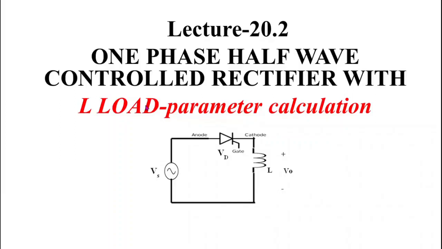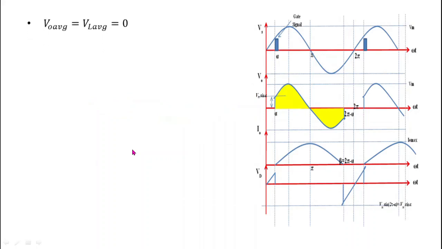This is the second part of lecture number 20, and in this lecture we will study parameter calculation for a single-phase half wave controlled rectifier with an RL load. So first, the average output voltage.